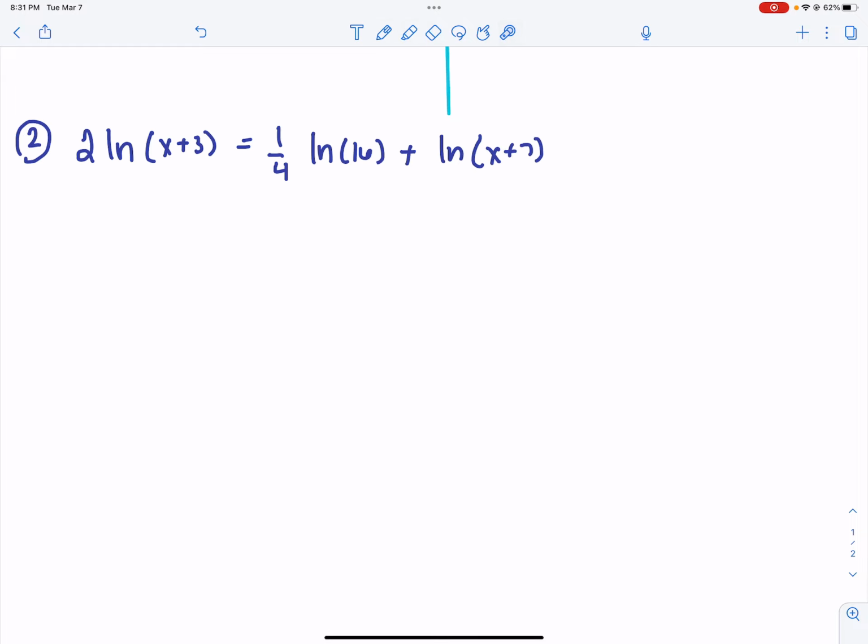Before we do any combining on the right side, aka ln 16 and ln of x plus 7, you want to make sure that we don't have anything up front by the ln's. In this case, we do have this 1/4. And of course, on the left side, we do have this 2. And if I'm going to use the power rule, I'm going to get ln x plus 3 squared. And then ln 16 to the 1/4.